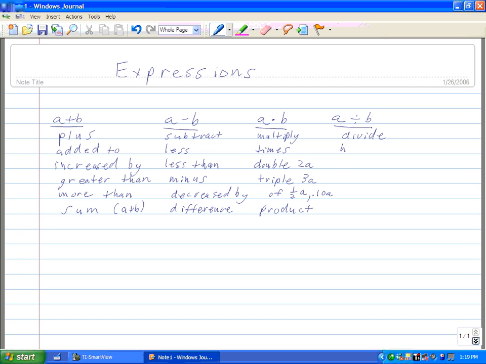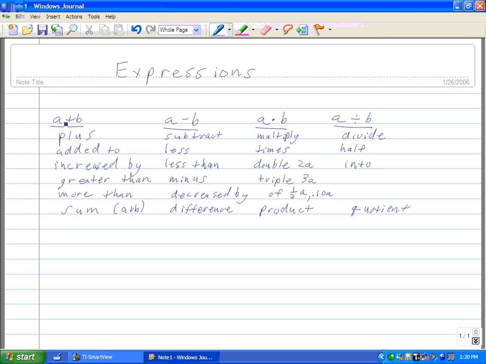Our last operation is commonly referred to as divide or division, but we can also use phrases like half, which means divide by 2, and so on. The textbook word, though, is going to be quotient. So I'll drop down here and pencil that in. But we can also say things like into, like how many times does B go into A, and so on.